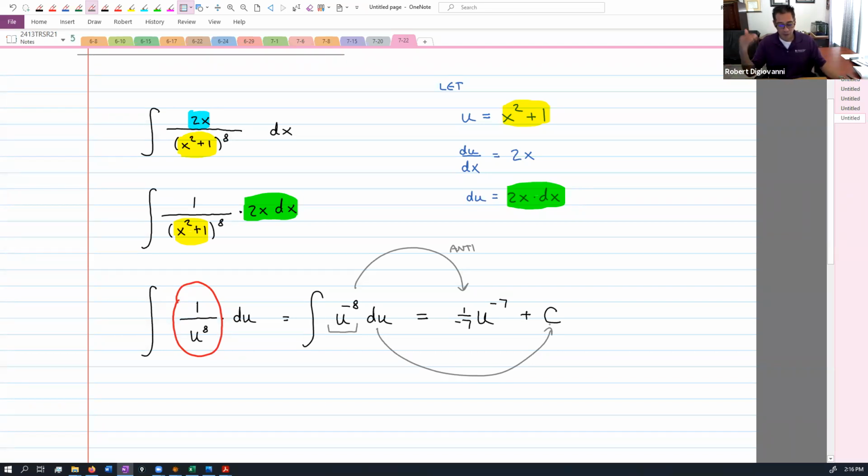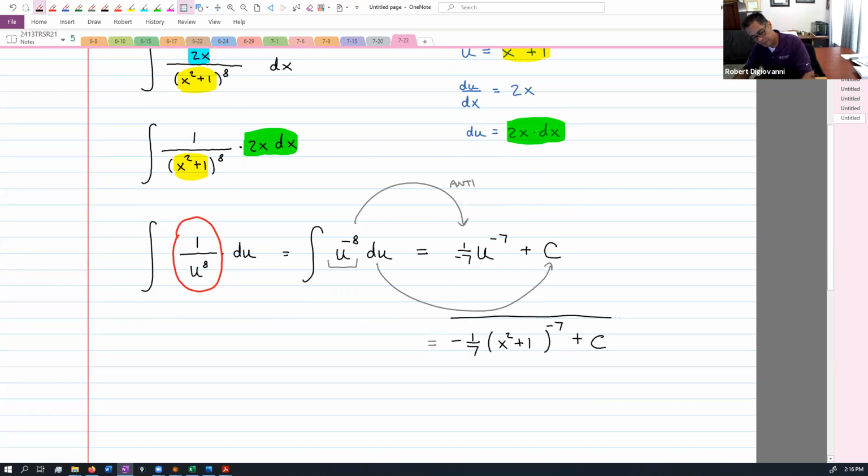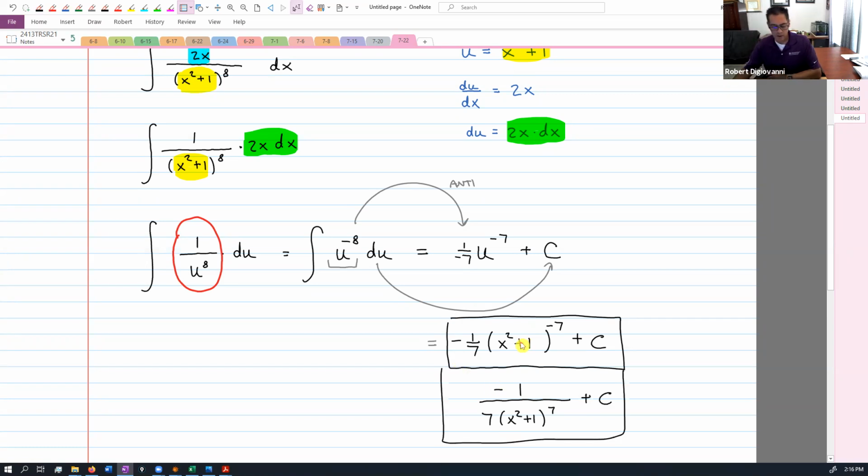Now we're not done because our answer is in terms of u and our original problem was in terms of x, right? And we just replace the u with the x squared plus 1. So now we replace that u. I'm going to rewrite this as -1/7. I'm going to put the negative way out front. And then u, which was x squared plus 1 to the -7, plus c. There it is. If you wanted to, you could rewrite it this way. It would still be correct, of course. That's just me taking this whole thing, dropping it to the bottom, making it join with the 7, and putting the negative up top. Both of those are correct.